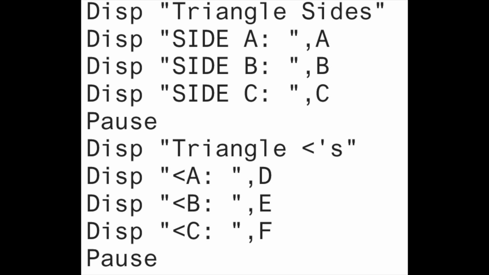In the second section, we are going to display the calculated values for the angles, which were previously stored as variables in the calculator RAM. Now, the user is able to see all of the data that has been gathered by this program. Lastly, you are going to use a display command to display the calculated value for the area of the triangle.